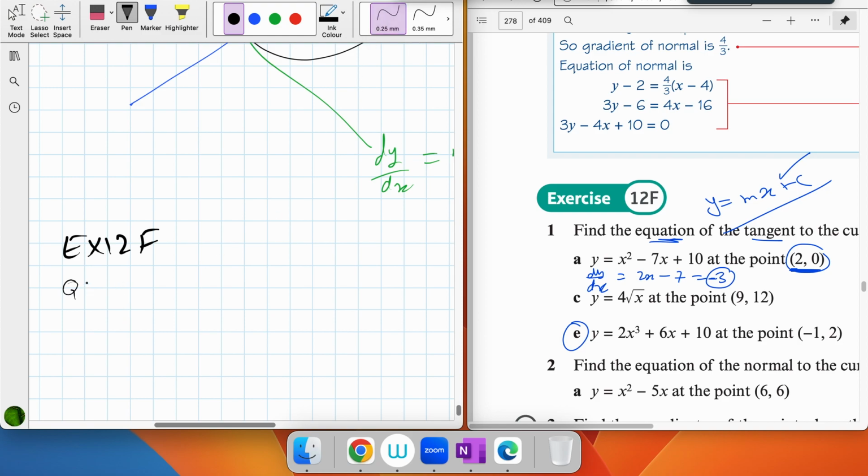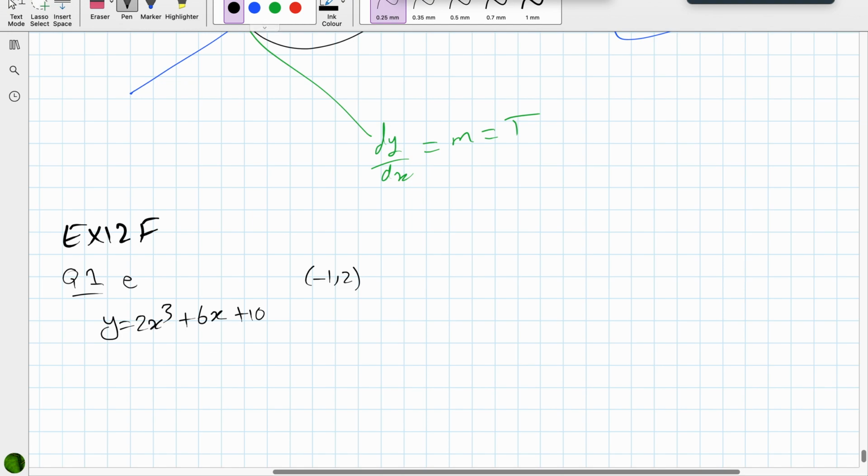Question number 1e. The equation is y equals 2x cube plus 6x plus 10, and we have to find the equation of tangent at point -1, 2. Whenever you hear the word tangent, it is equal to dy by dx, or m, the gradient. For any equation of a straight line, we need the gradient and a point. The point is already there, so let me find the gradient.